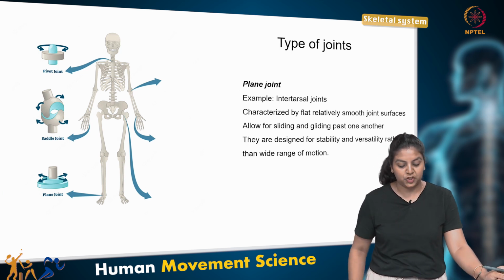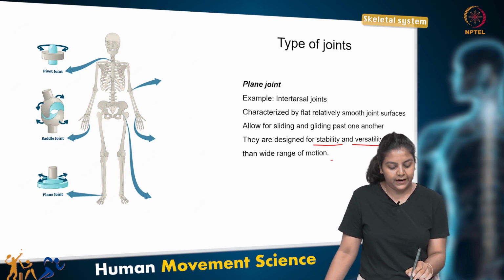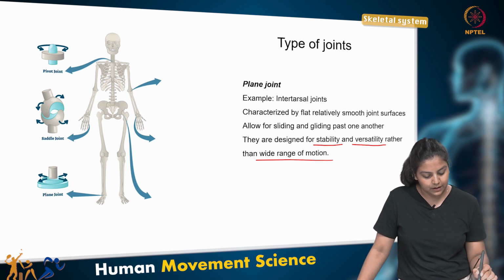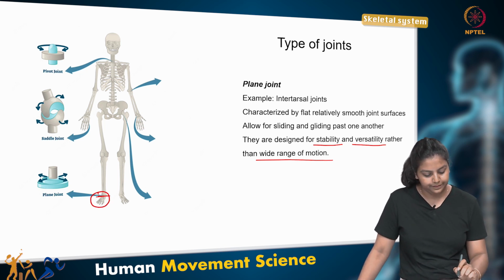That's the plane joint. So what are they designed for? They are designed for, again, stability. Most of the joints, of course, are designed for stability, and they are also quite versatile as they provide wide range of motion. So these are, for example, your intertarsal joint here, right?